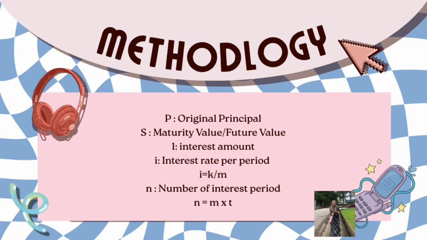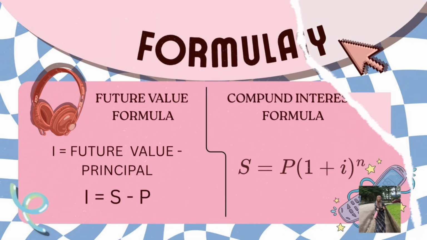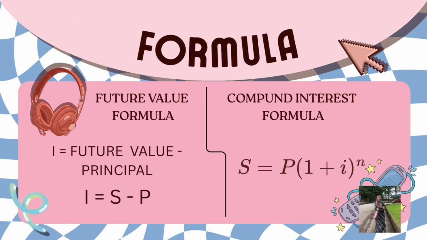In addition, we also need to know n, which is the number of interest periods. The formula is n equals M times T, where T is the time in years, M again is the number of periods per year. Finally, with these formulas, we can calculate how much interest will be earned and what the future value will be. Next, let's move on to the formulas used in interest calculation.